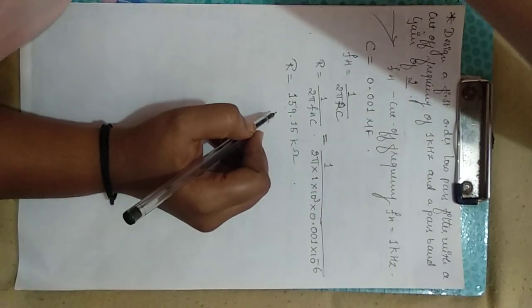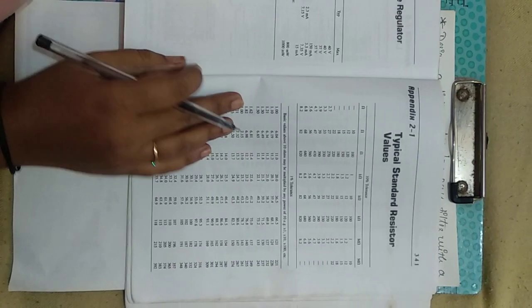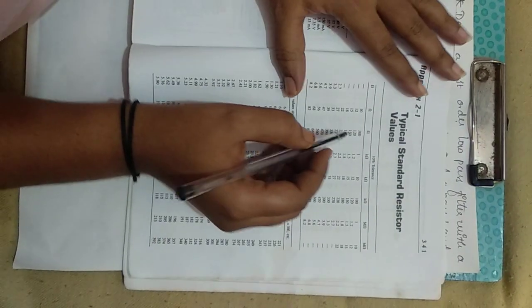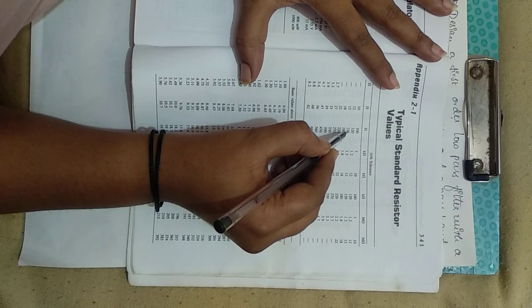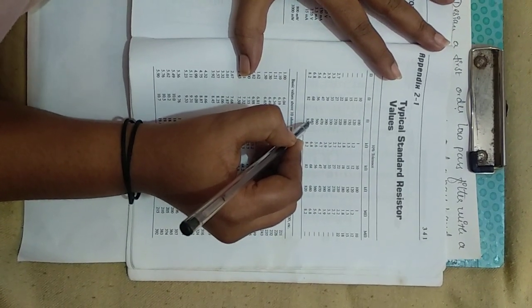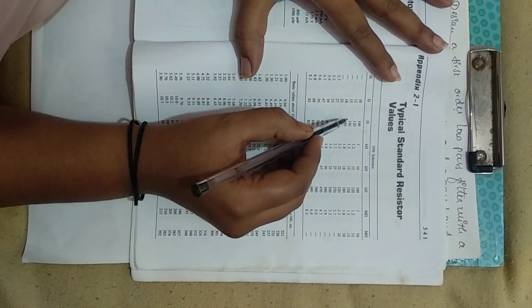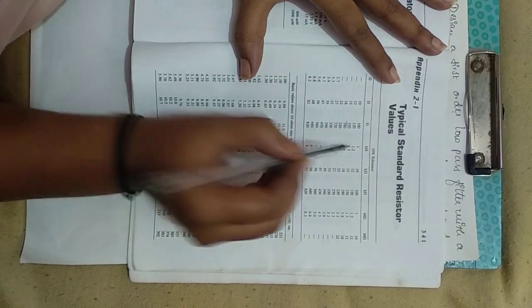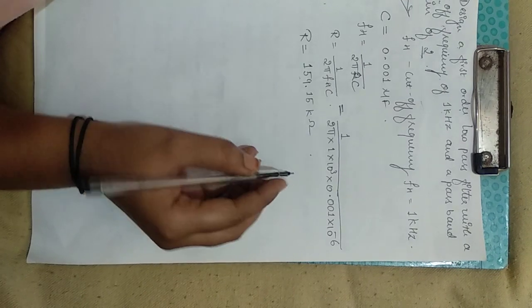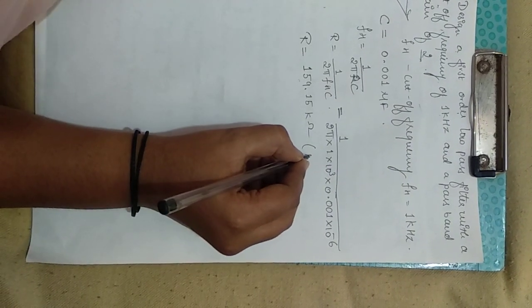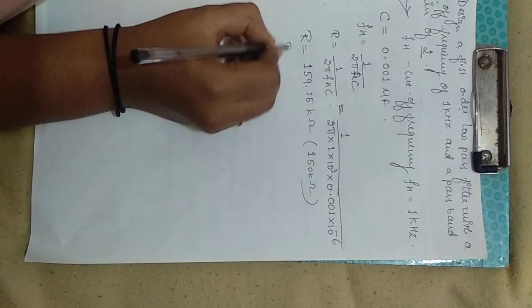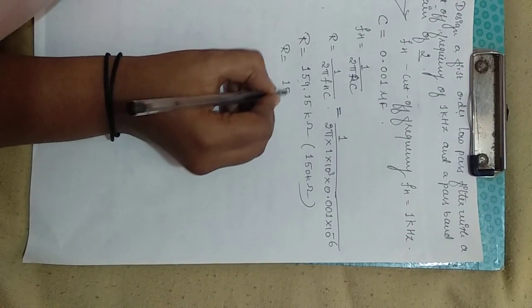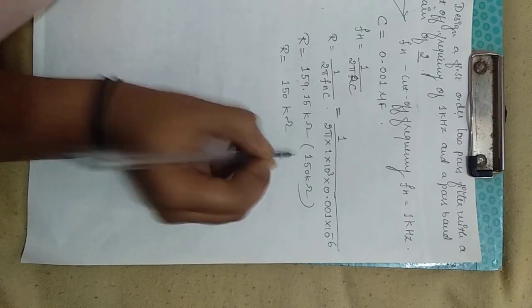This is not a standard value. To get the standard value, you have to refer to the typical standard resistor values. See here, anywhere 159.15 kilo ohm is there. Here 150 kilo ohm is the standard value, so use 150 kilo ohm. So your R value will be 150 kilo ohm.